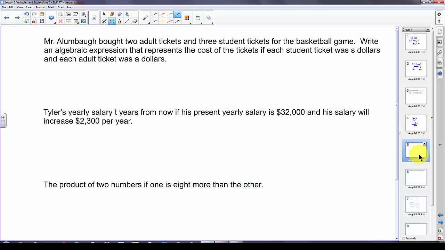So now we've got some word problems. It says Mr. Allenbaugh buys 2 adult tickets and 3 student tickets for the game, and we want to write an algebraic expression that represents the cost of the tickets.